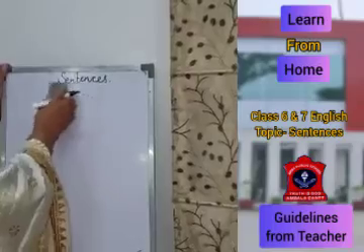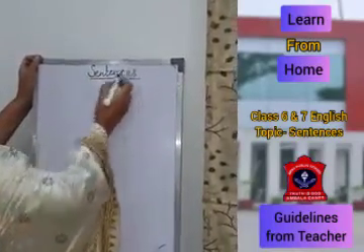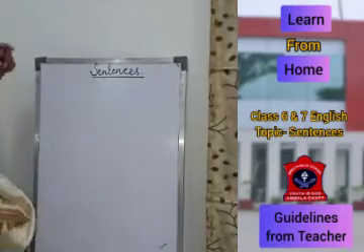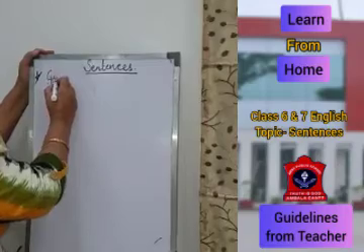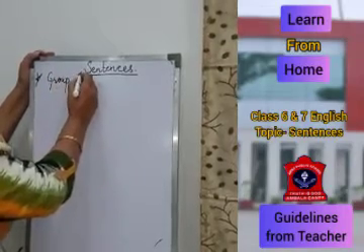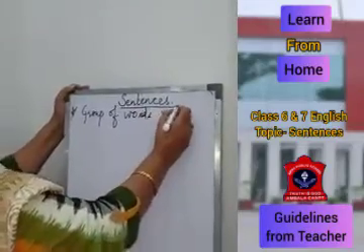What is a sentence? A sentence is a group of words making a complete meaning. There are 3 characteristics of a sentence. First characteristic is group of words making a complete meaning.